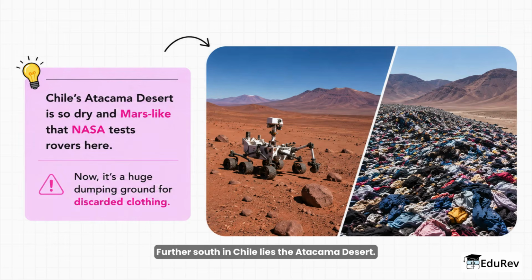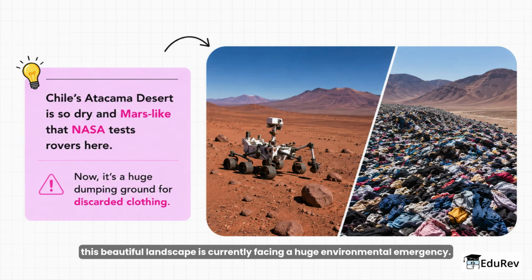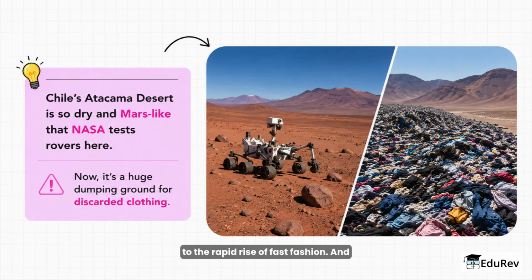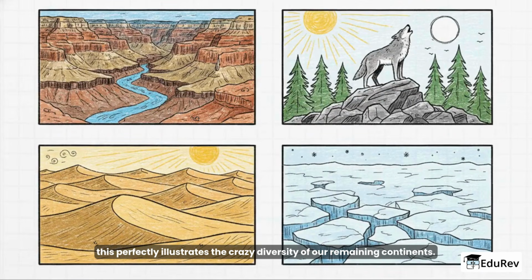Further south in Chile lies the Atacama Desert. It is so dry and Mars-like there that NASA uses it to test their rovers. Tragically though, this beautiful landscape is currently facing a huge environmental emergency. It's becoming a massive dumping ground for discarded clothing due to the rapid rise of fast fashion. And this perfectly illustrates the crazy diversity of our remaining continents.